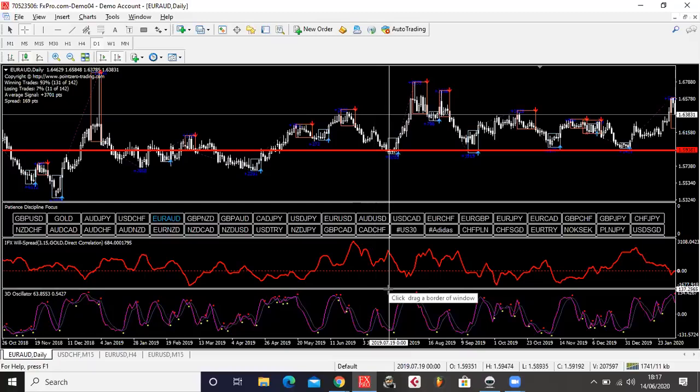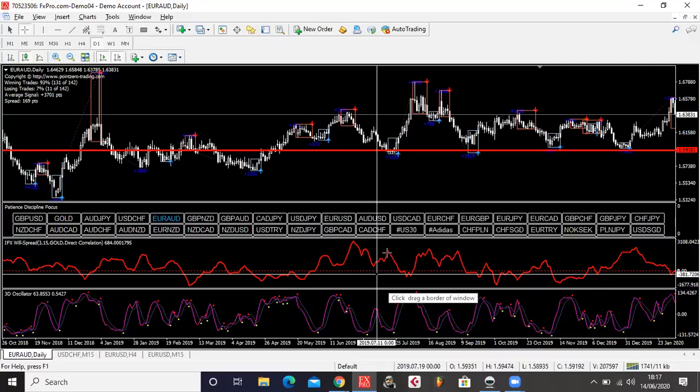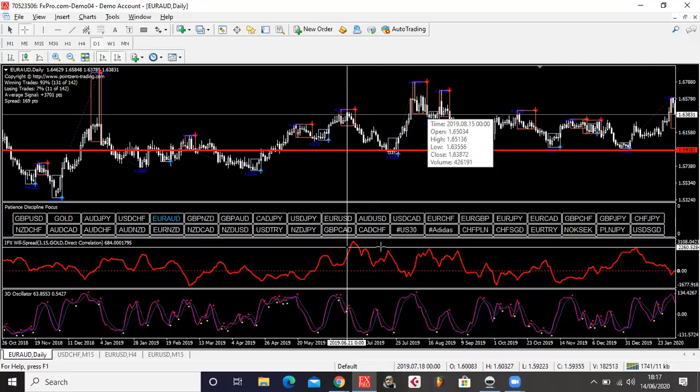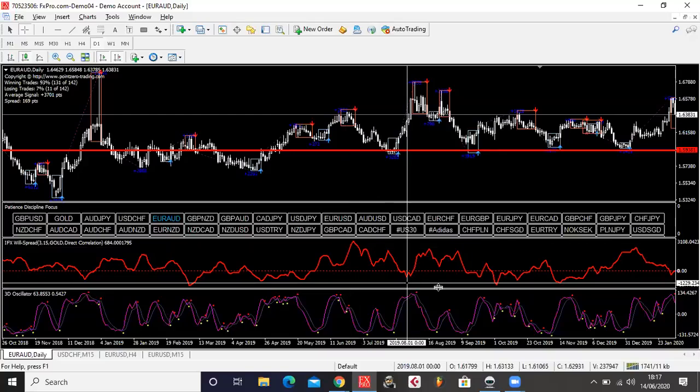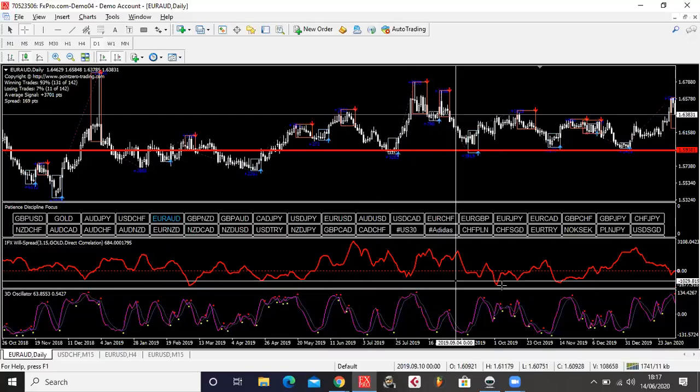Yeah. So for example, now look right here. When the Williams peaked right here, you're looking for buy opportunities. When the William dips right here, you're looking for sell opportunities. You understand? Okay.